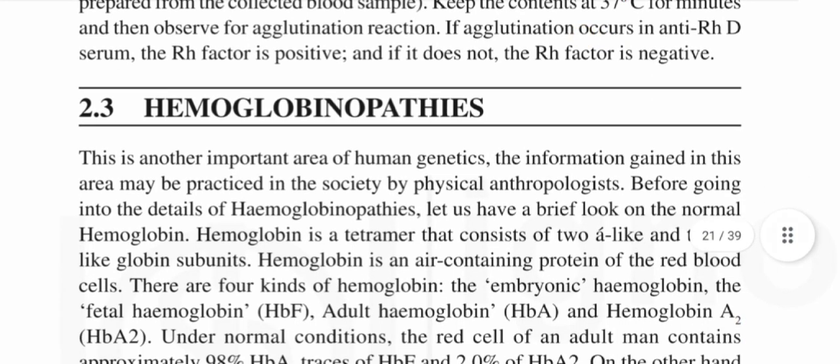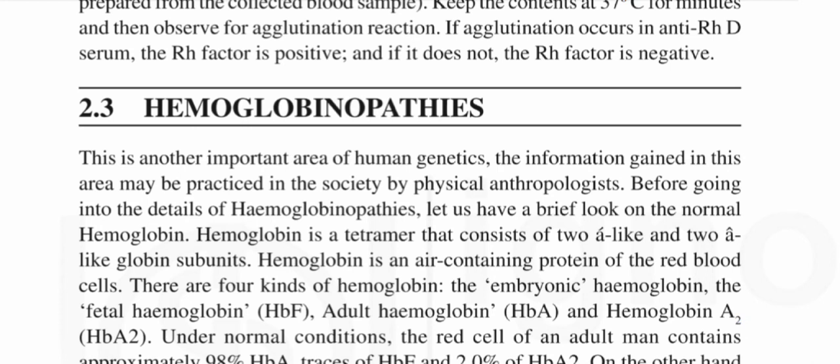Hemoglobinopathies. This is another important area of human genetics. The information gained in this area may be practiced in the society by physical anthropologists. Before going into details of hemoglobinopathies, let us have a brief look at the normal hemoglobin. Hemoglobin is a tetramer that consists of two alike and two alike globin subunits.